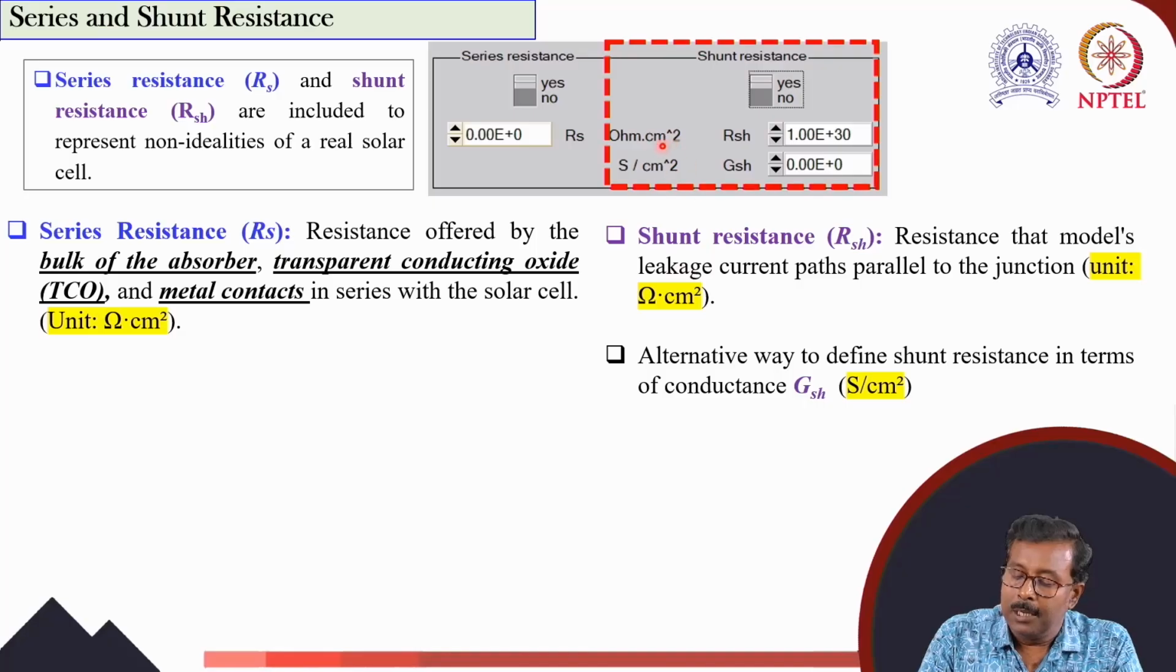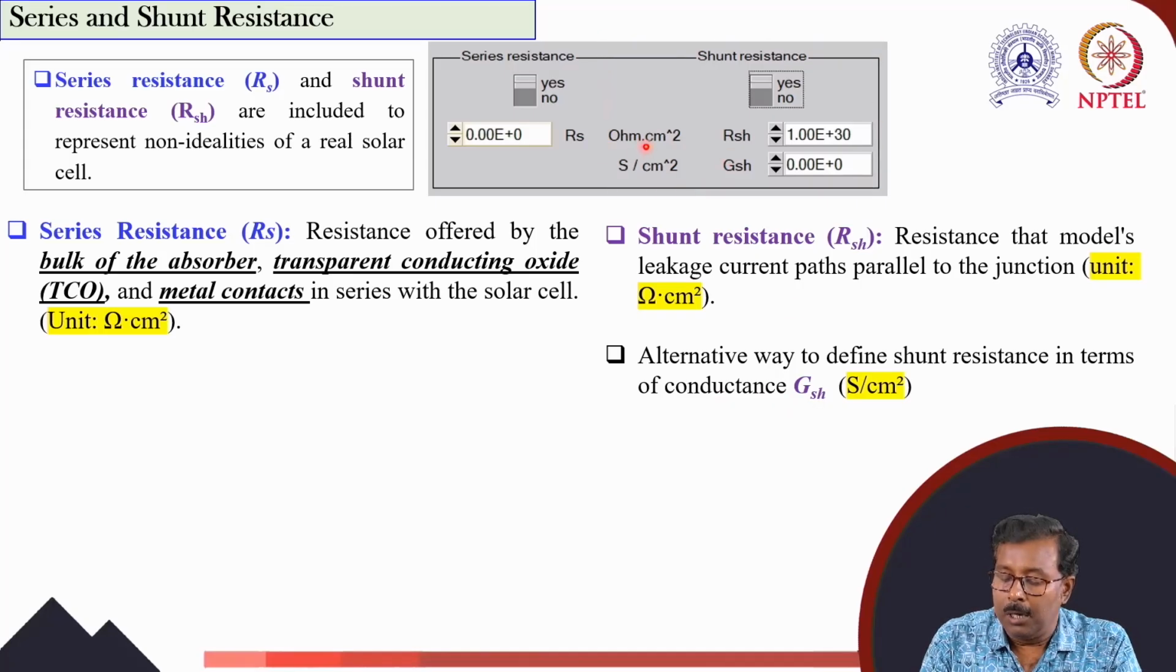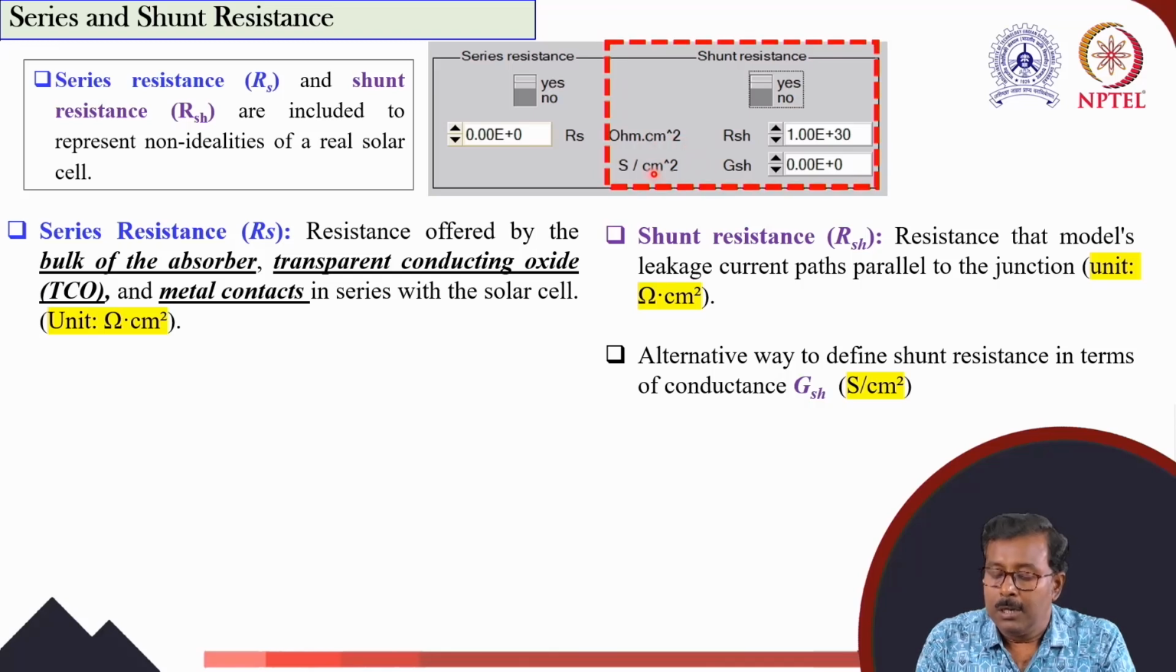Shunt resistance, you see this is the value in ohm centimeter square, as I mentioned. Either you can mention ohm centimeter square or Siemens per centimeter square, and this is RSH, or you can say GSH also, 1 by RSH. There is a conductance also. Alternatively, the way to define the shunt resistance is as a conductance, GSH, in Siemens per centimeter square. This will be ohm centimeter square for shunt resistance or Siemens per centimeter square.